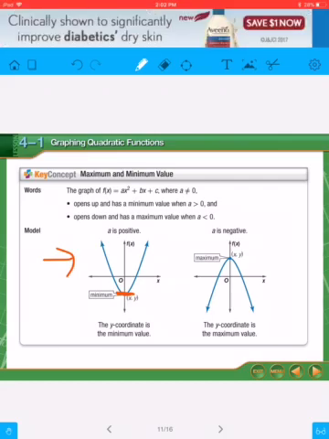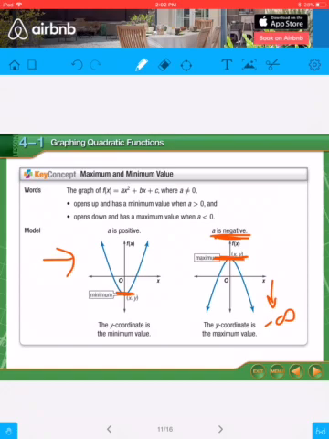If your graph opens downwards, it's because your lead coefficient is negative. And that means your graph is going to have a maximum value. So it opens down, it goes on and on and on forever down to negative infinity. But then it's going to cap out at that maximum y value of your vertex. So you're able to determine if it's going to have a minimum or a maximum value by A. So whatever A is determines if it's going to have a minimum or a maximum.